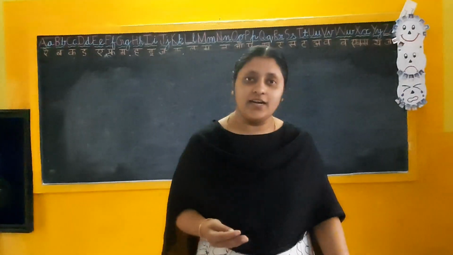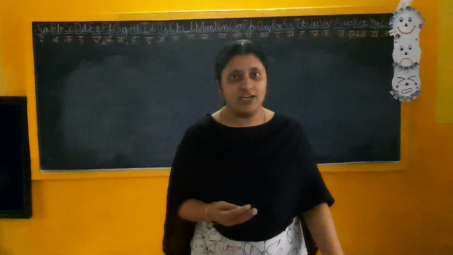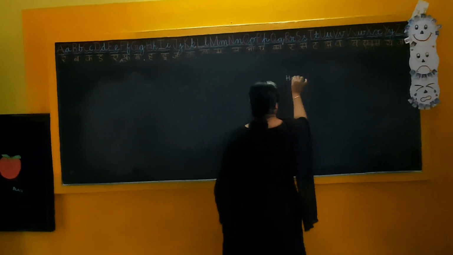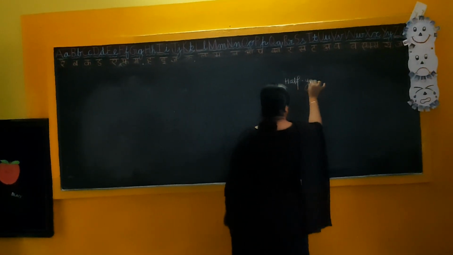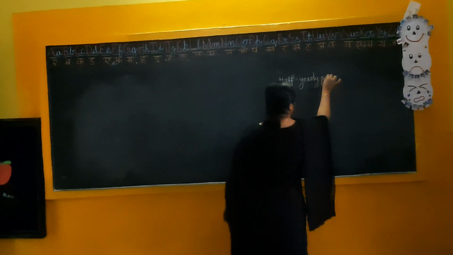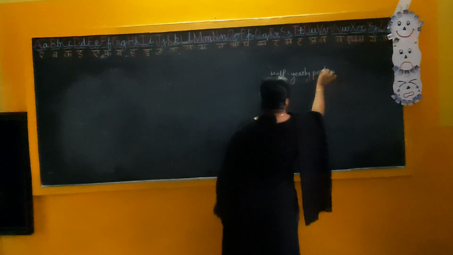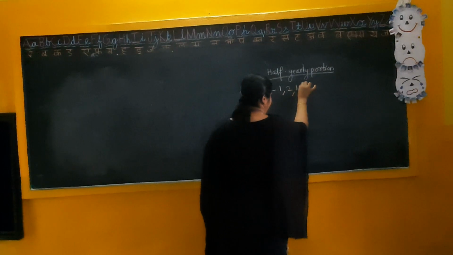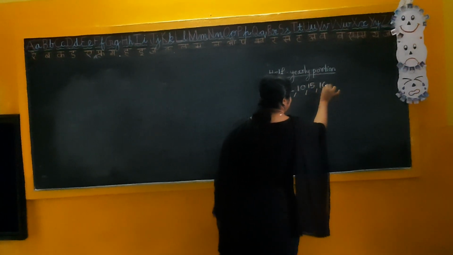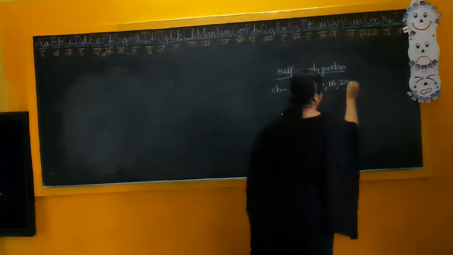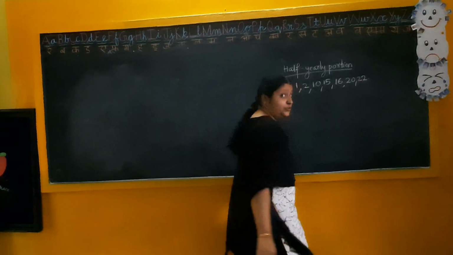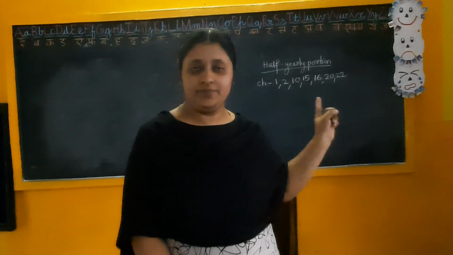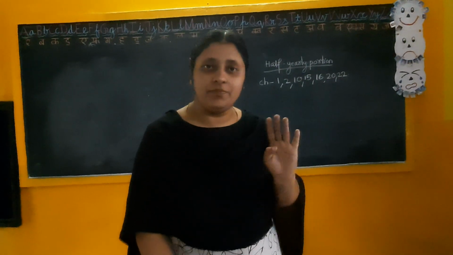So for your half yearly, we have selected 7 chapters. I am writing here, your half yearly portion. That is chapter 1, 2, 10, 15, 16, 20 and 22. These are your half yearly portion chapters. 7 chapters are there.